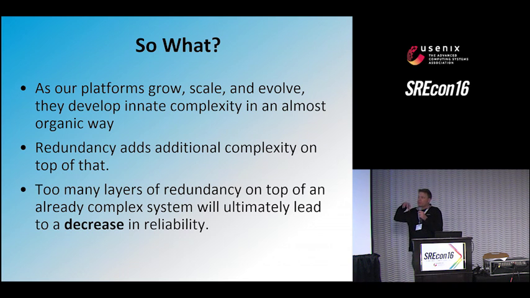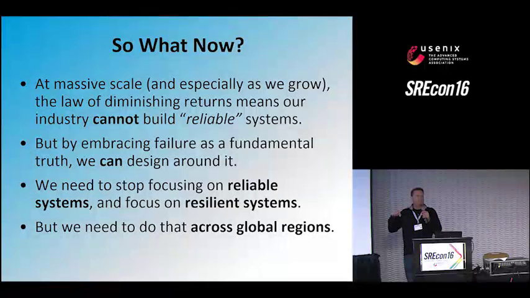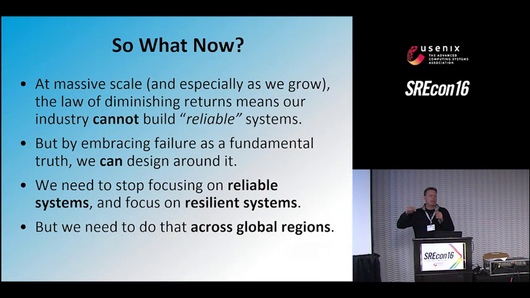The more redundancy we put in, the more complexity we're putting in, right? At some point, we have so many layers of complexity that we don't understand how anything works, and we're actually decreasing reliability. So what does that mean? At massive scale, I think we all know this in the room, we cannot build reliable systems, but we can embrace failure and design around it. Instead of focusing on reliable systems, we need to build resilient systems. And the simplest way to do that is to focus across global regions.